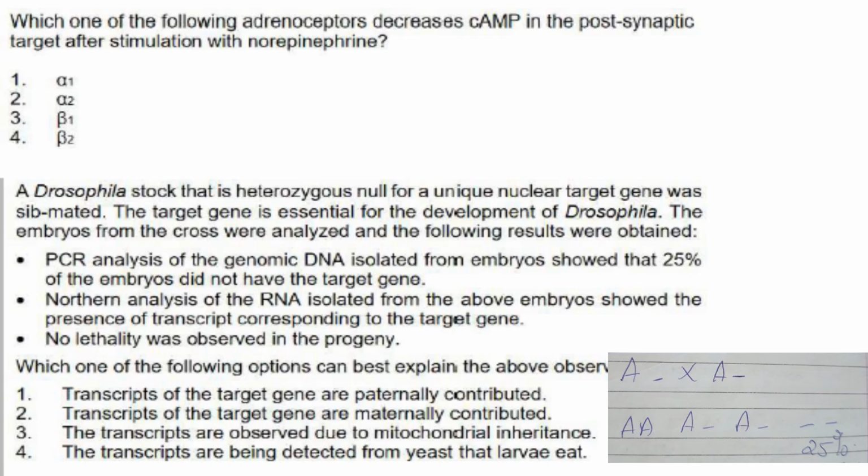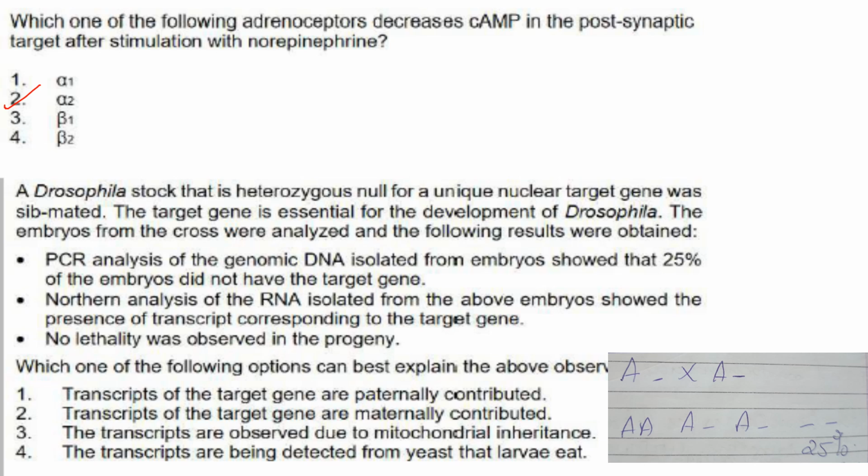Now first one. Which one of the following adrenoreceptors decrease cAMP in the postsynaptic target after stimulation with norepinephrine? So it is alpha 2. Answer is option 2. In Drosophila, a stock that is heterozygous null for a unique nuclear target gene was submated.